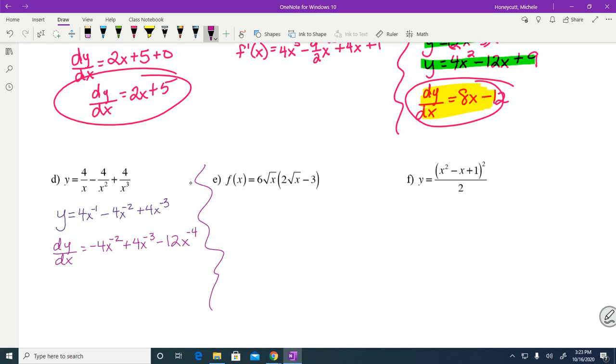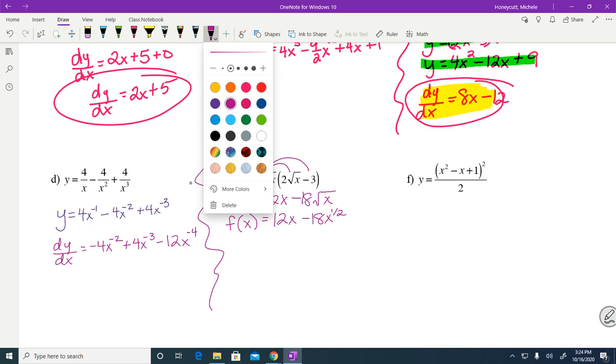E is another example where we could rewrite this. So I'll distribute the 6 square root of x. 6 times 2 is 12. Square root of x times square root of x is x. And then 6 times negative 3 is minus 18 square root of x. And square root of x is the same as x to the positive 1/2. So I have not taken a derivative. I'm still rewriting the original problem.